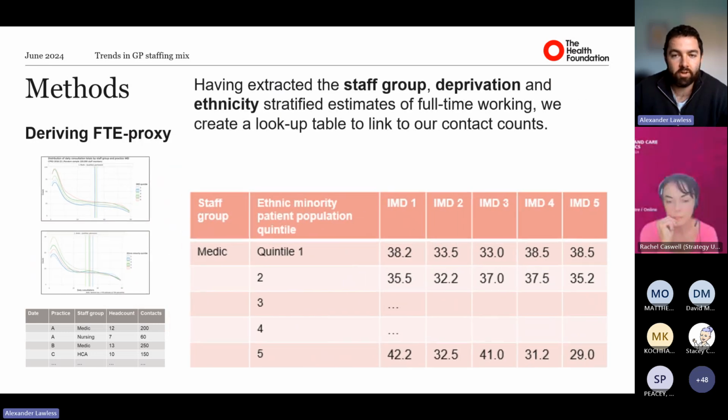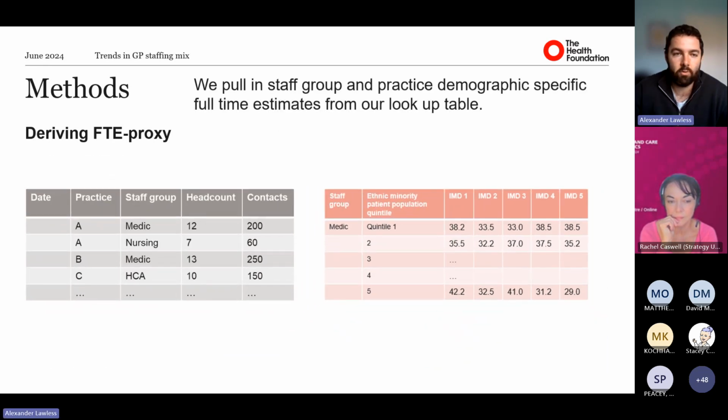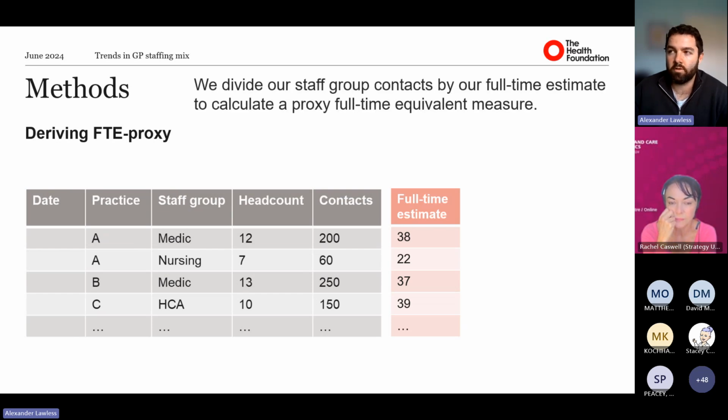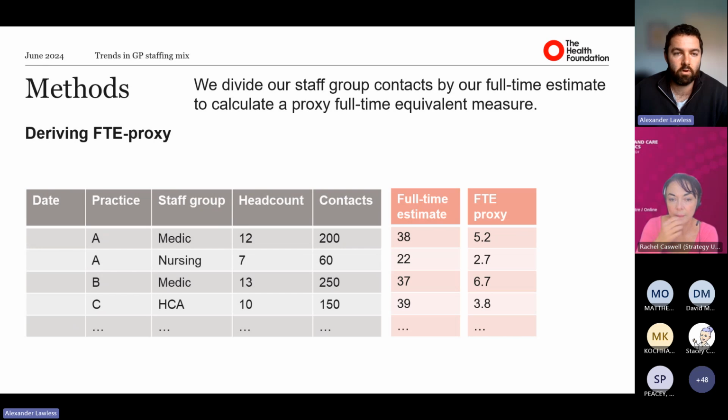So that then gave us essentially a lookup table of per staff group, per ethnic minority proportion quintile, and deprivation quintile, an estimate that's stratified by those variables, which we can then pull back into our activity data, again by a simple left join, pulling in the specific stratified estimate of full-time that we need. Then we can divide our contacts at the group level by our estimate of full-time to give us something resembling an FTE proxy.